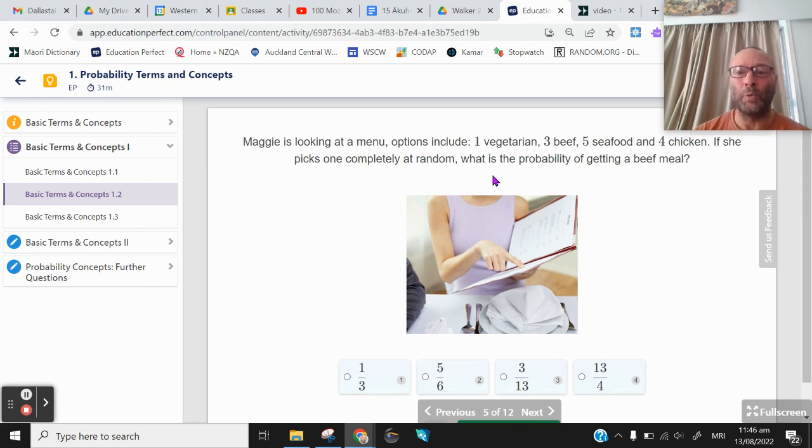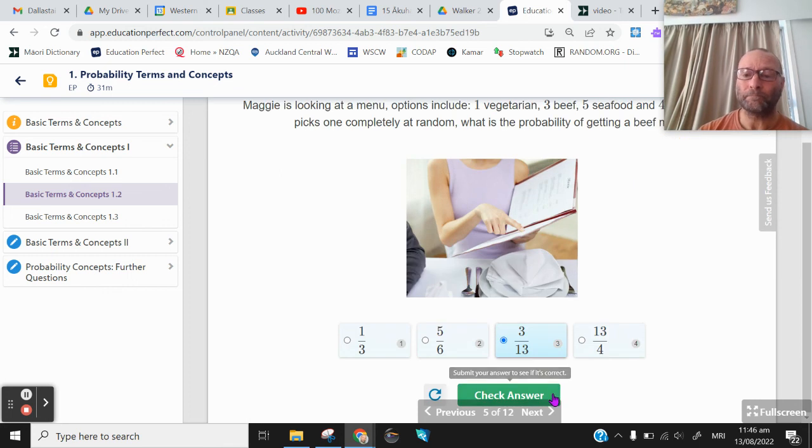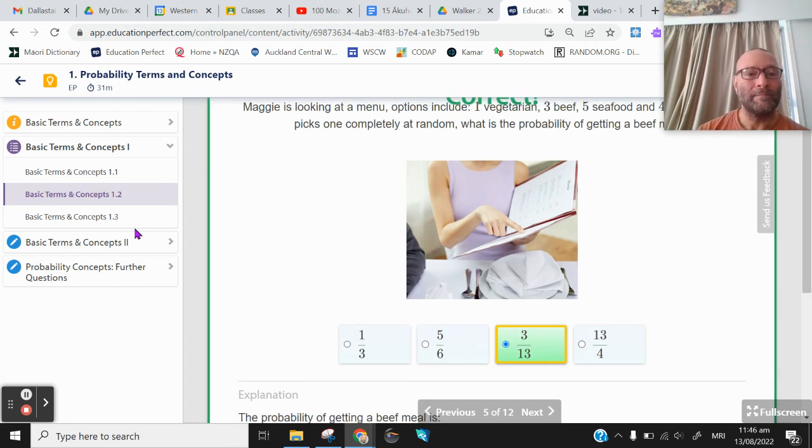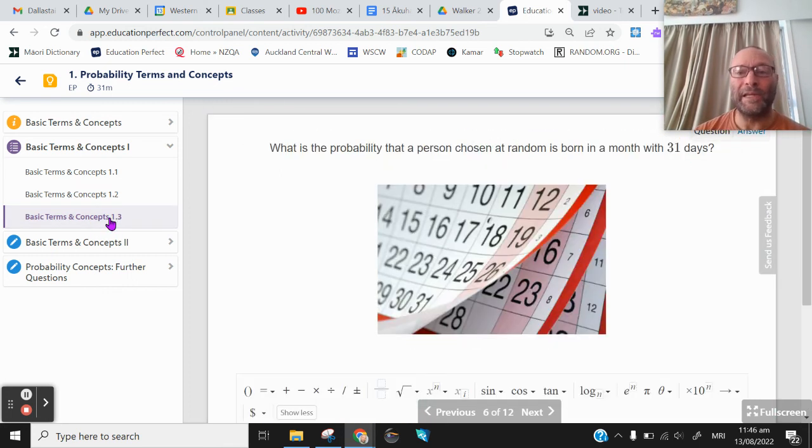Maggie looking at a menu. 1 veggie, 3 beef, 5 seafood, 4 chicken. Those add up to 13 in total. Probability of beef, will that be 3 out of the 13? Well done. Please pause the video and try this one on your own.